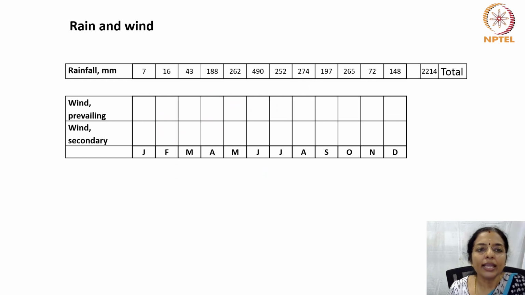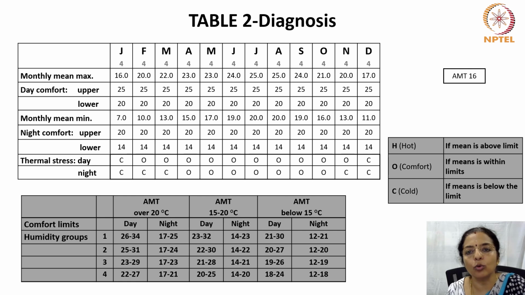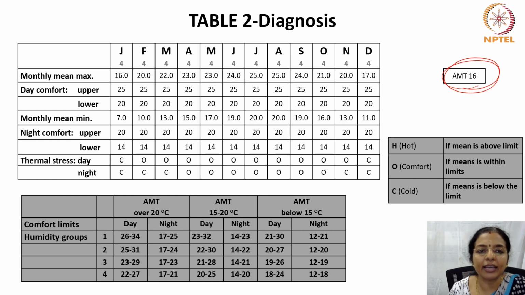Then I enter the rainfall of every month and I get the total rainfall in millimeters. Then I will enter the prevailing wind direction and move to the diagnosis table. When I see the diagnosis table as a combination of AMT and humidity group, I have entered the thermal stress based on the combination of this. So this is 4 and 16 will fall here.